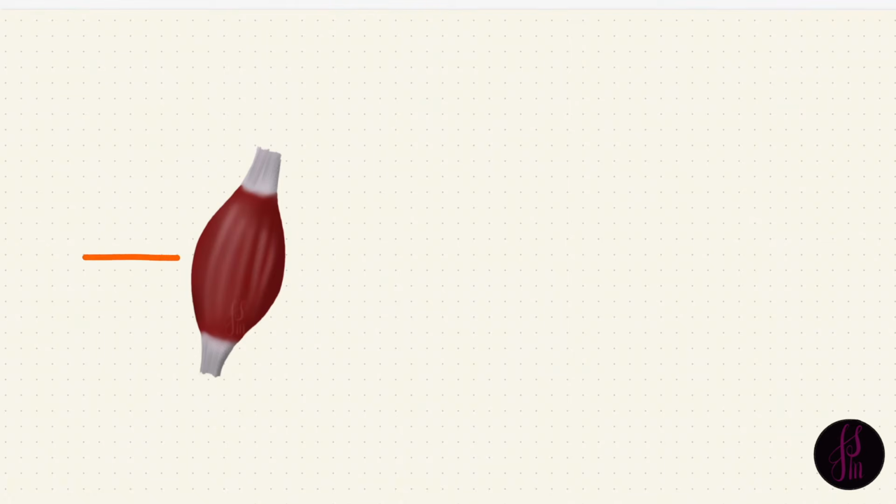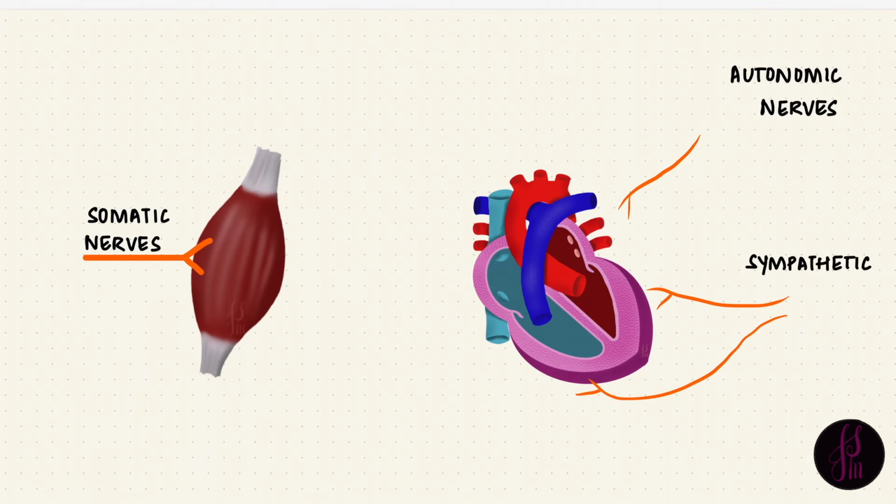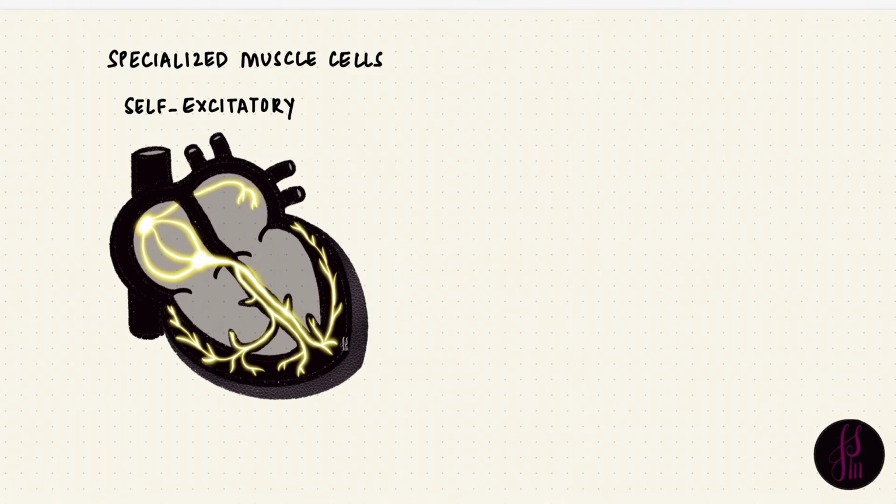Skeletal muscles are told to contract by the nerves that supply them. Those are somatic nerves. Cardiac muscle has nerves too, autonomic nerves, the sympathetic and the parasympathetic system, but they don't initiate contraction. They can change the force of contraction and the heart rate, but the heart has specialized cells that are self excitatory. They initiate contractions.